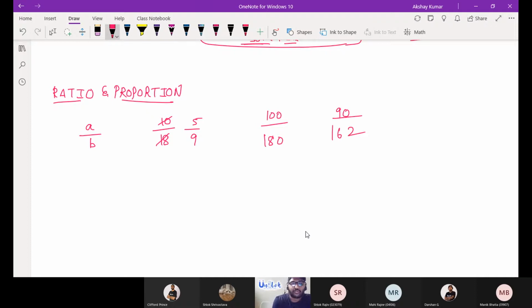Proportion. In ratio and proportion, what you study is, I have two quantities. I'll call the first quantities a and b, and if I divide both of them, I'll get a ratio called a by b. Similarly, there are two more quantities, I'll call them c and d.